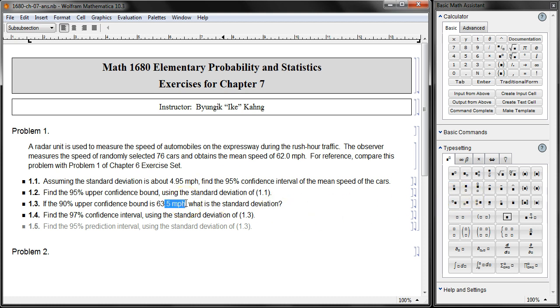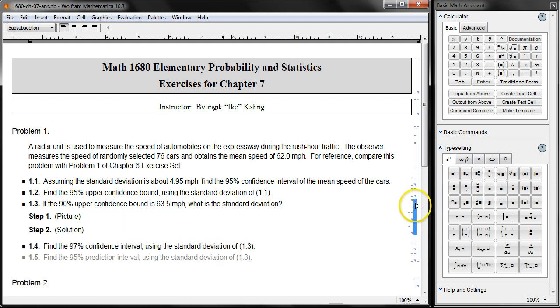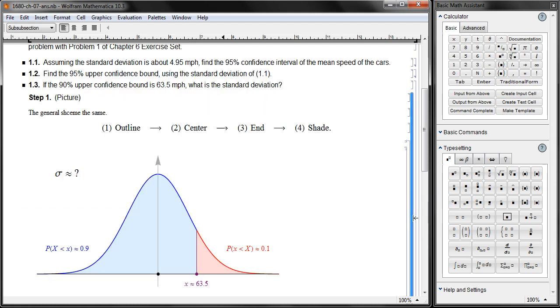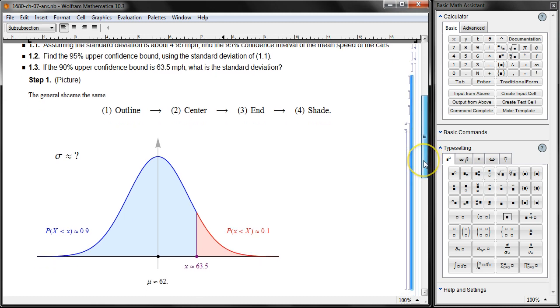How does it work? 90% upper confidence bound is 63.5 miles per hour. Roughly speaking, this corresponds to 90th percentile. And here's a picture. 62 was the observed mean in the sample study, and 63.5 is the upper bound. It's upper confidence bound. Keyword upper, so it's bigger than 62.